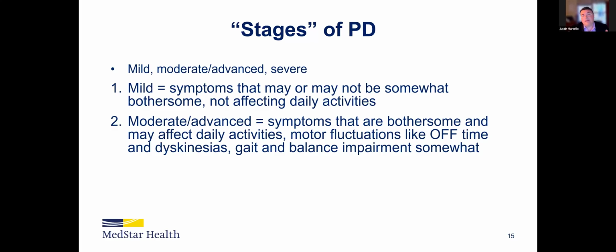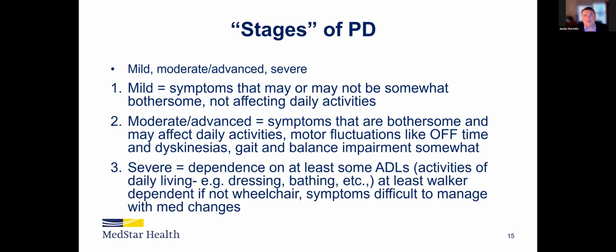Advanced is when you're starting to have these motor fluctuations, right? Where during the day you feel like the medicine wears off, or it takes a while to kick in, or you start having dyskinesias. Maybe your balance and gait is starting to be affected. And then severe would be, yes, you're really depending on others now for your activities of daily living, like dressing, bathing, and eating, and a lot of times you're using some form of cane or walker to walk around, and we're using advanced therapies. We're using lots of meds.